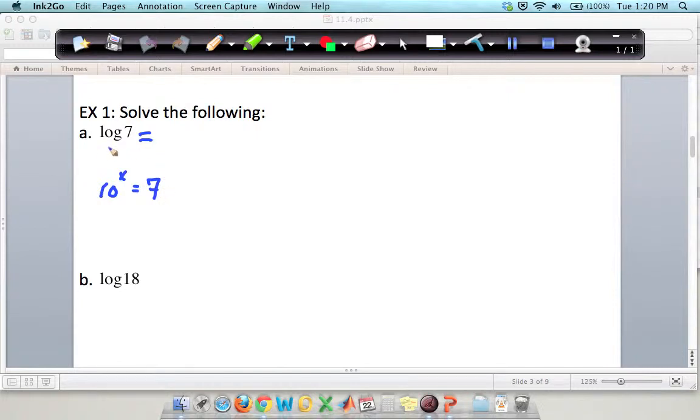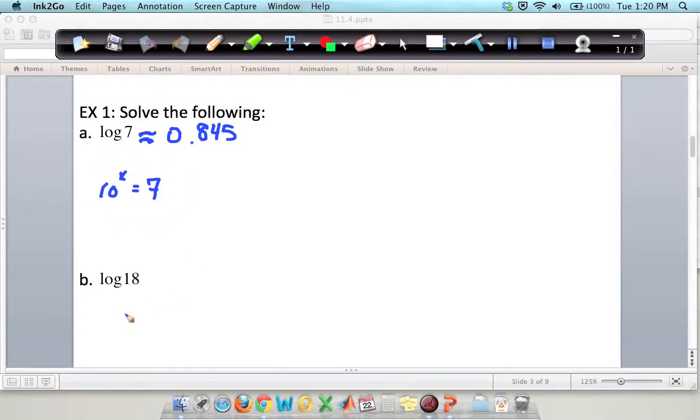So plug this into your calculator, log of 7. And I'm going to approximate to 3 decimal places. You get 0.845, which makes sense based on this exponent that we wrote down below.